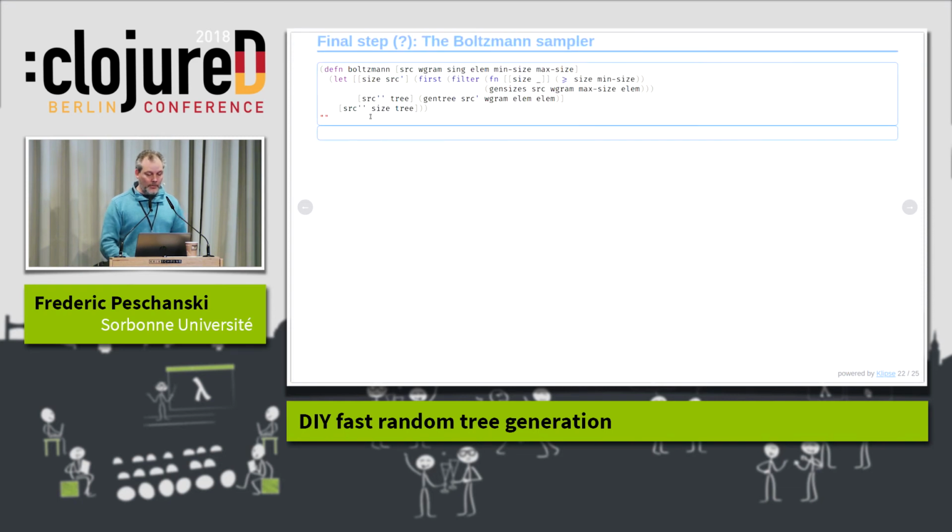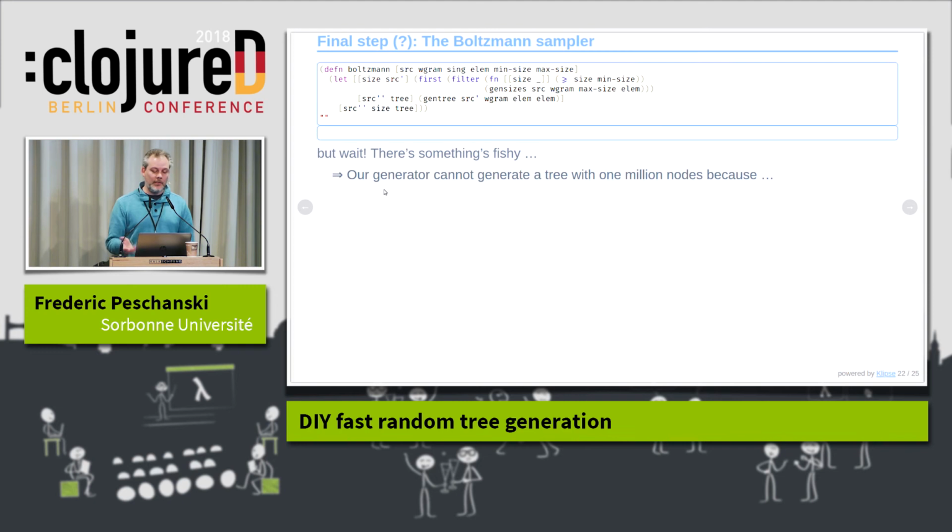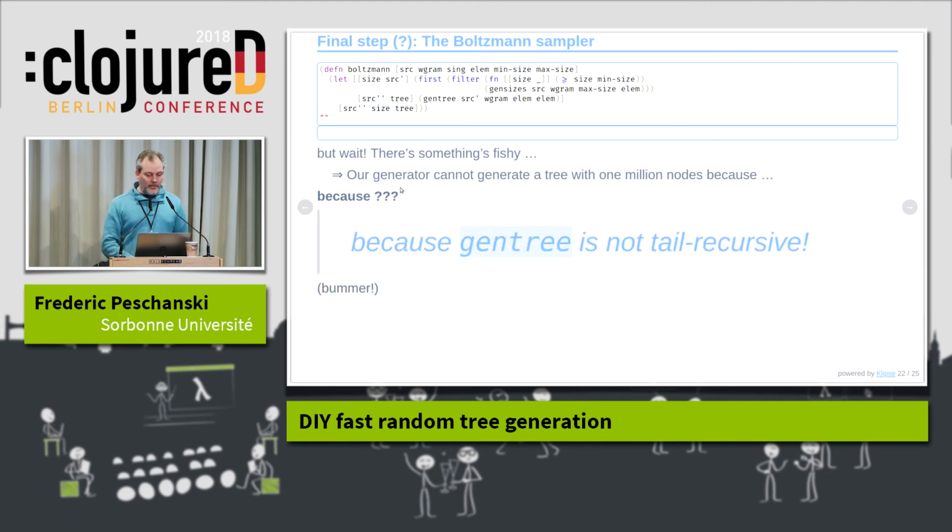So we are at the end, and I have a few more minutes. That's good. This is the Boltzmann Sampler, but no, it doesn't work. I don't know if you see why it doesn't work. Because I want to generate trees with millions of nodes, and I cannot do that because I have a non-tail recursive function.